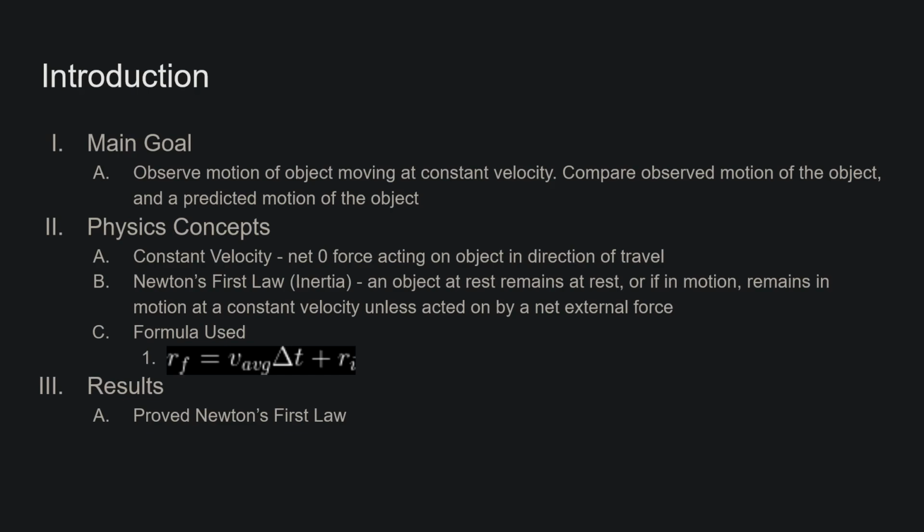The second concept is Newton's first law, also known as inertia, which is that an object at rest remains at rest, or if it is in motion, it remains in motion at a constant velocity unless acted on by a net external force. And the last concept is the formula used, which is the position update formula, which states that the final position is equal to the average velocity times time plus the initial position. The results of this lab have proved Newton's first law.